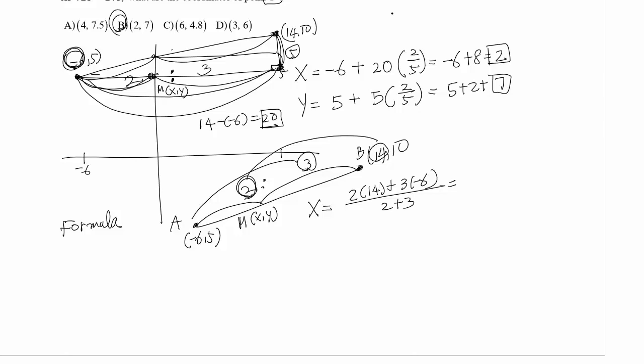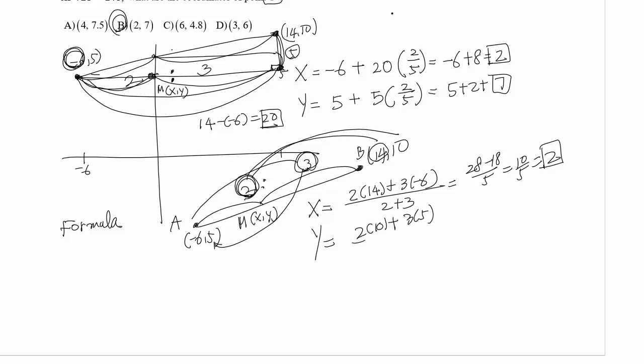Okay, how much is this one? 28 minus 18, right? 28 minus 18 over 5, isn't it? So it will be 10 over 5 is 2, okay? You can solve this way too, using the formula. What about the y coordinate? Same way, okay? 2 times the y coordinate 10. 2 times 10 plus 3 times the y coordinate, which is 5, so 3 times 5. And over the sum of these two ratios, 2 plus 3 is 5. So how much is this one? 20 plus 15 over 5, okay? 35 over 5, which is what? 7. You can solve this way.